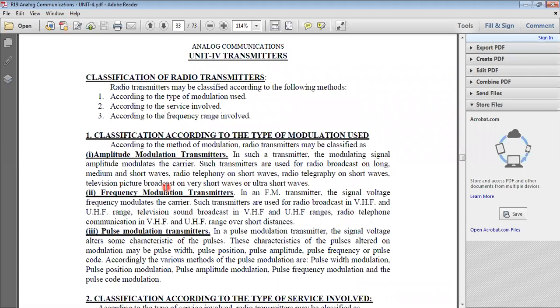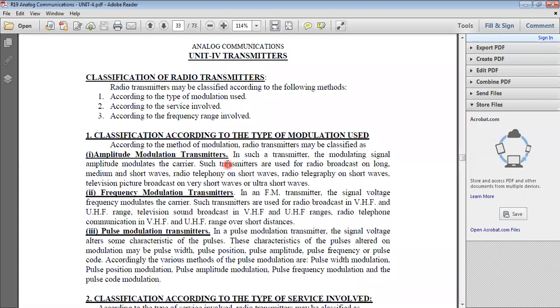In television, again, we have 2 types, that is sound broadcast and picture broadcast. For audio broadcasting, we use a different type. And for picture broadcast, we use this type of amplitude modulation transmitters. So these are the applications of AM transmitters. Under this category, you must write every transmitter's applications and what is the main technique involved.